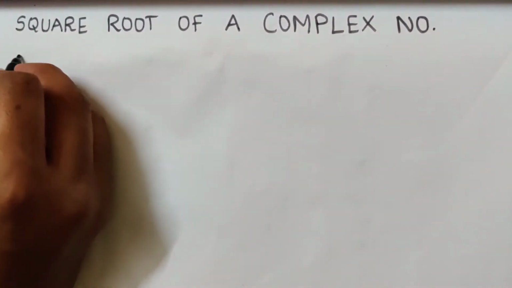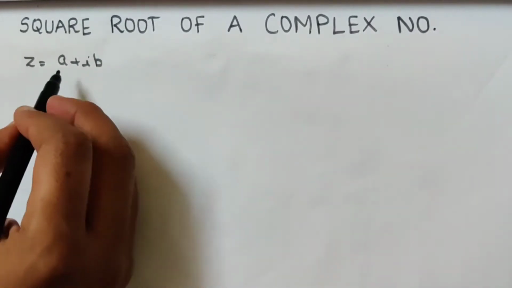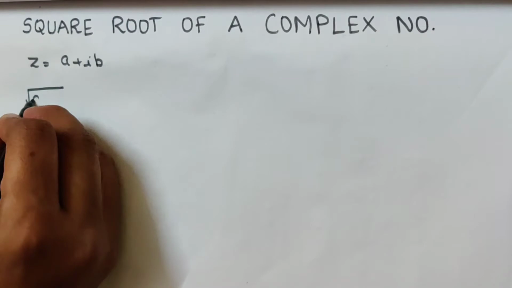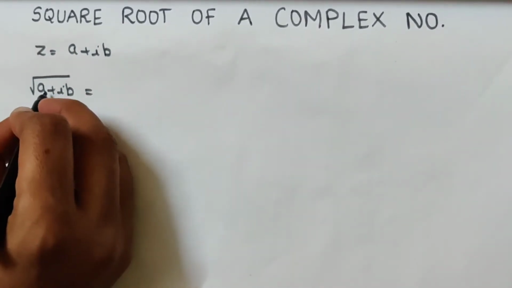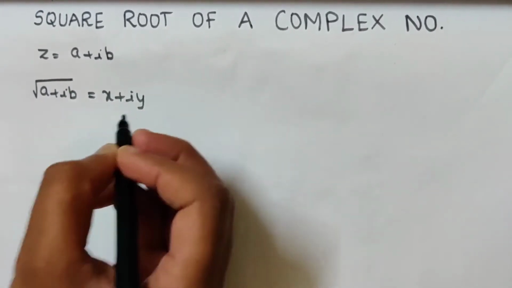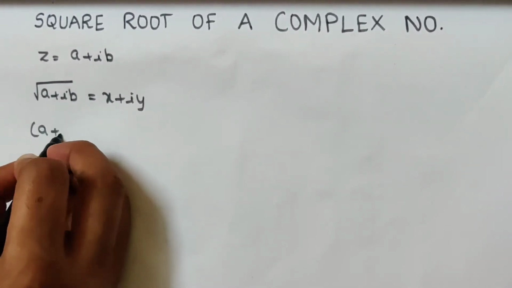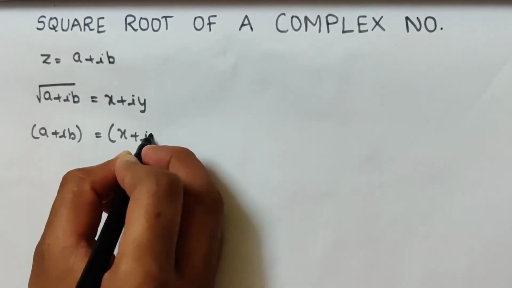Let z is equal to a plus ib. I'm going to find the square root of z, the square root of a plus ib. I'm going to assume the square root of a plus ib is equal to x plus iy. Now take the square on both sides. So it becomes a plus ib equal to x plus iy the whole square.